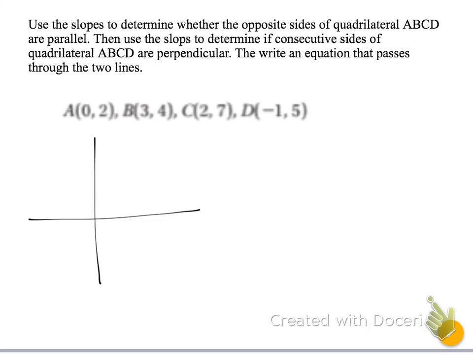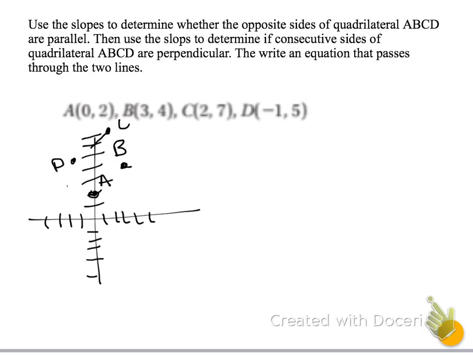So I have (0, 2), which is going to be right here, so that's A. (3, 4), so I go over 3, up 4, that's B. (2, 7), then 1, 2, 3, 4, 5 is C, and (-1, 5) is D. Okay, so here is my parallelogram.